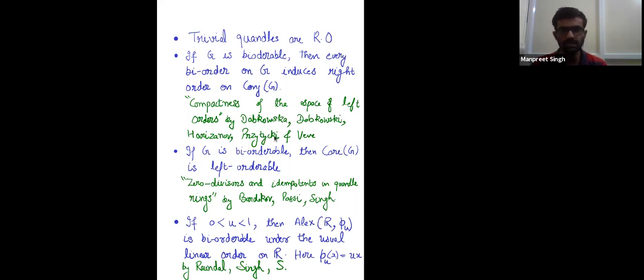In these papers there are no examples given of bi-orderable quandles. So in our paper we have proved that the Alexander quandle is bi-ordered, provided U is from 0 to 1 and the automorphism of the set R is defined in this way, and the order over this quandle is induced from the linear order on the real line.